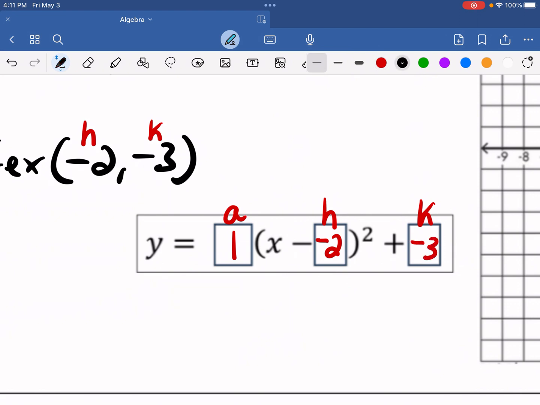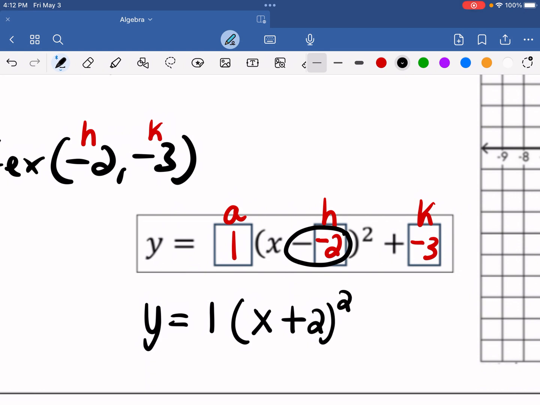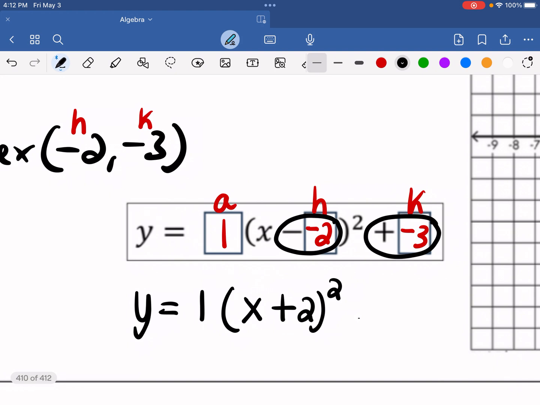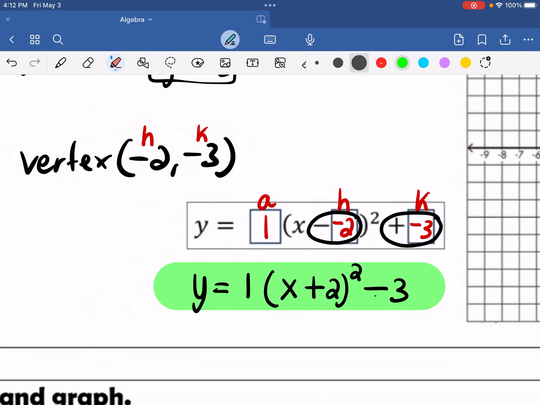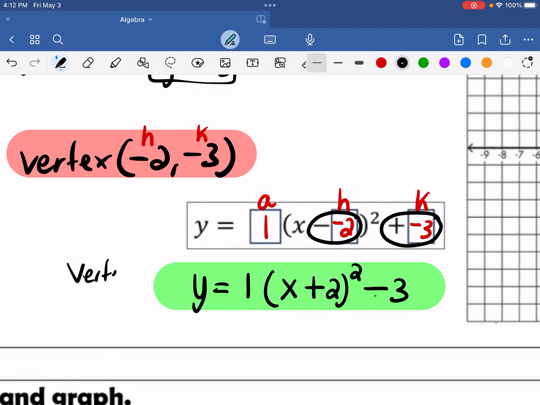And now you just have to clean it up. We don't want to have x minus minus 2. So the answer is 1, x plus 2, because when you have two minuses, they turn into a plus. And then in the back, plus minus, we don't want to have that. If you have a positive and a negative, it's still negative 3. And this would be your final answer for vertex form. And this is the vertex. So they're very different. This is vertex form.